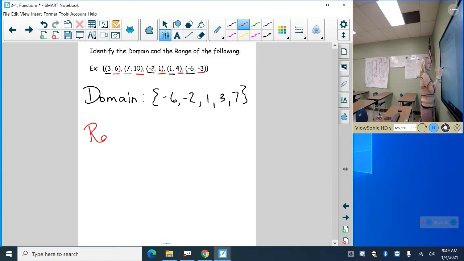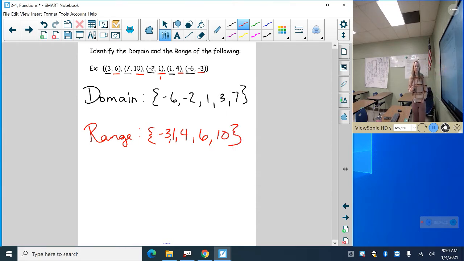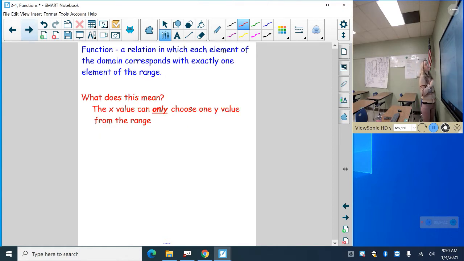The range is all the y values. If something repeats, you don't have to write it twice. So I have my smallest one of -3, then I have 4, then 6, oh, I missed 1. There we go. I missed this one right here. -3, 1, 4, 6, and then 10. Okay, that's my range, and that's it.